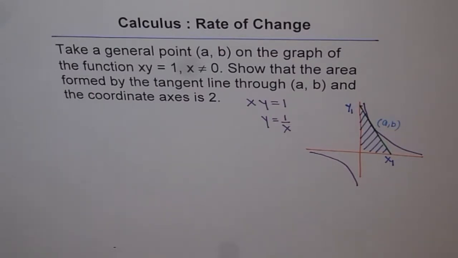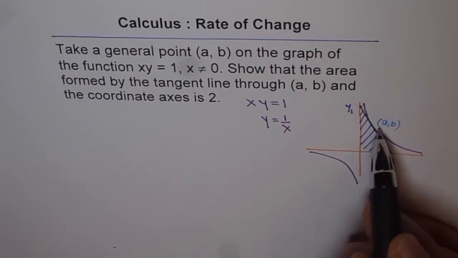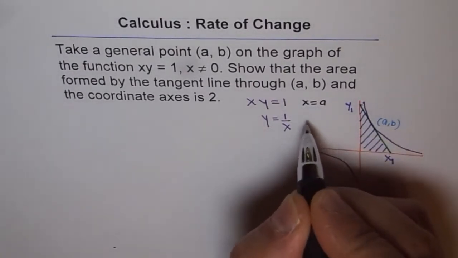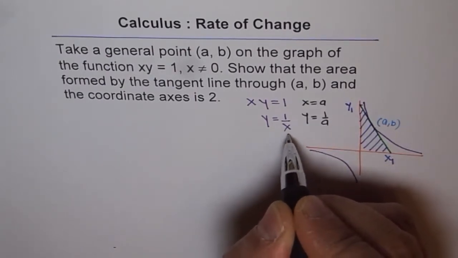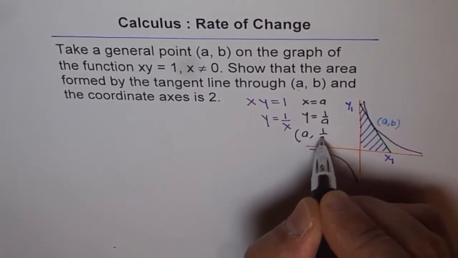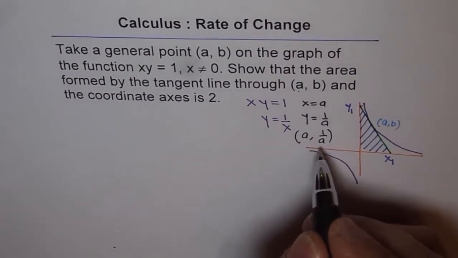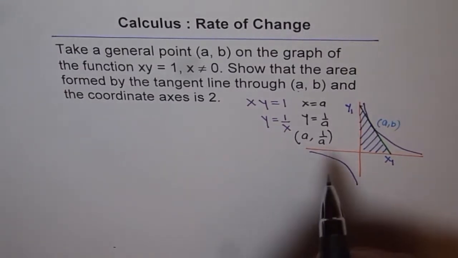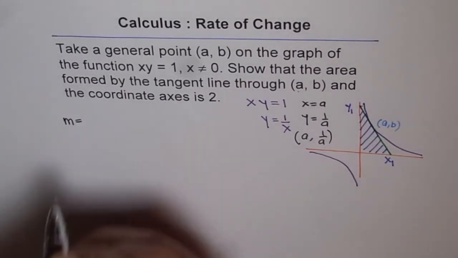So first thing is to find the slope of this tangent line which passes through the point (a, b). When I say x equals a, then what is the value of y? y equals 1 over a. And therefore the point (a, b) actually is (a, 1 over a). This is very important for us to understand. It means f of a is 1 over a, correct? That's what it means.